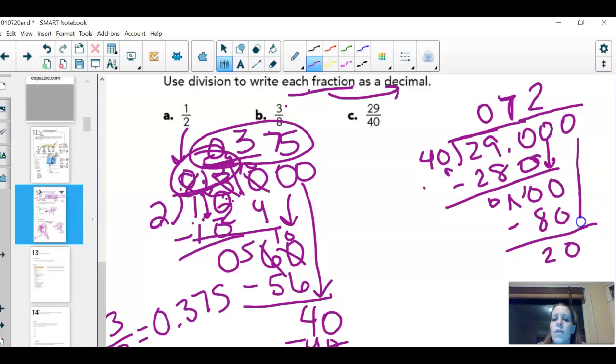I need another 0. Now I have a 0 here and a 0 here. 4 times what will get me to 20?